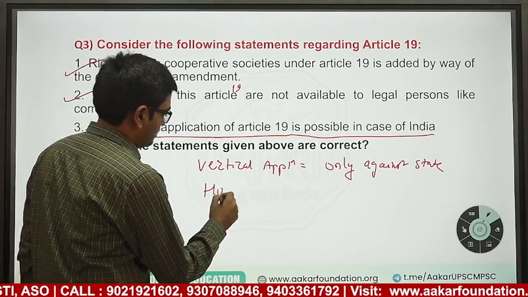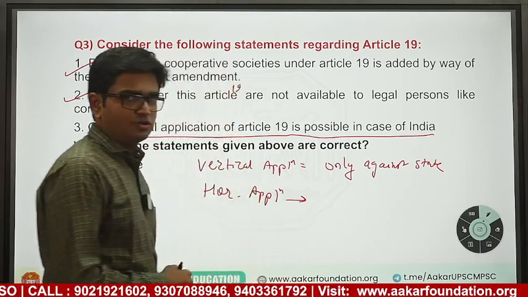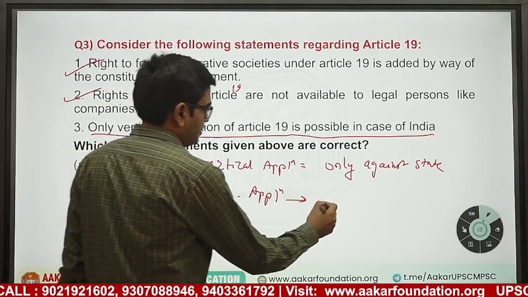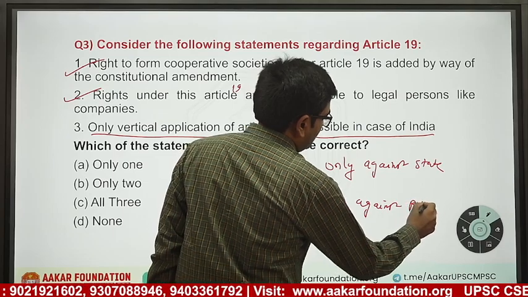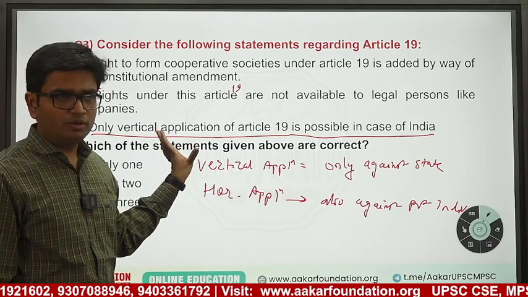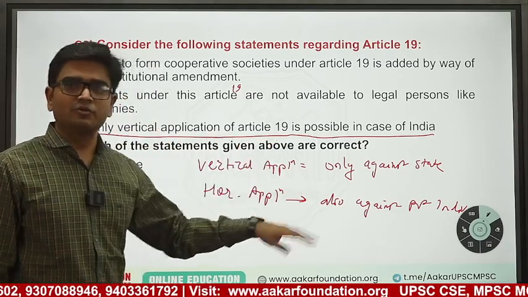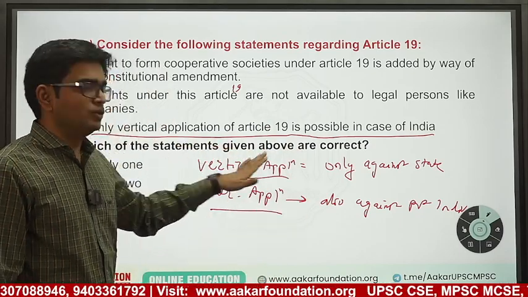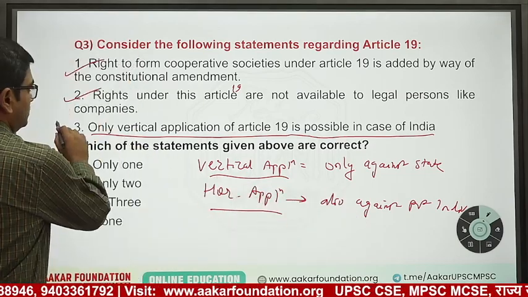Then there is the term horizontal application. Horizontal application means that in case of violation of your Article 19 right, it can be claimed against private individuals also, not only against the state. So this was a recent judgment of the Supreme Court. It said that Article 19 can be applicable against the state as well as private individuals, means vertical application and horizontal application also. Before this judgment, it was only applicable against the state. Now it is available against private individuals also. Okay, so this is wrong.